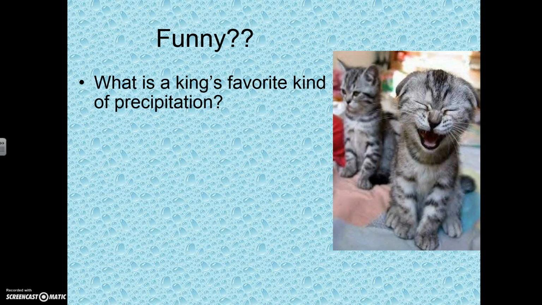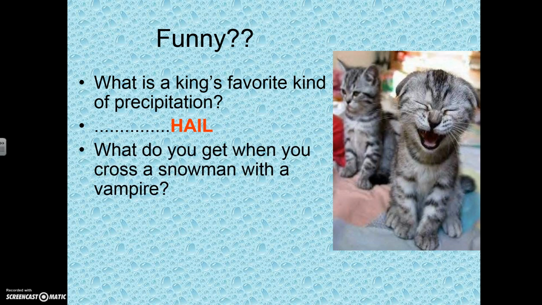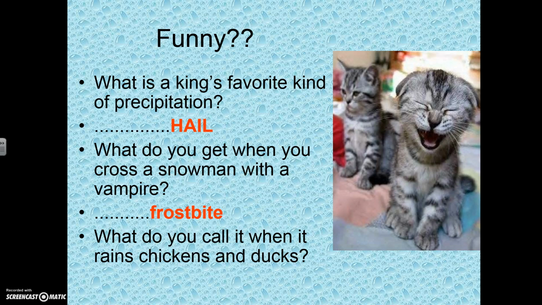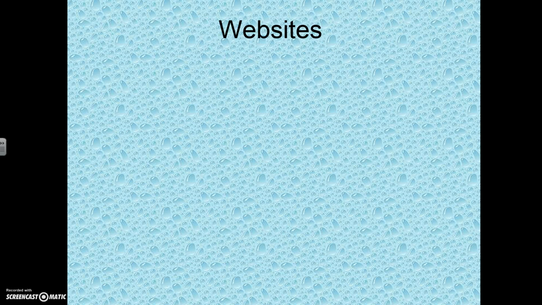All right, just some jokes for you. Justin, you might like these. What is King's favorite kind of precipitation? Hail, because, hail to the king. Ha ha ha. Okay. What do you get when you cross a snowman with a vampire? Frostbite. Ha. Okay. And what do you call it when it rains chickens and ducks? Foul weather, because it's like not good weather. Okay, anyway.